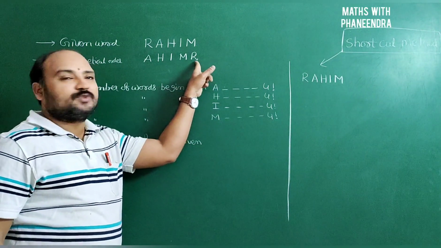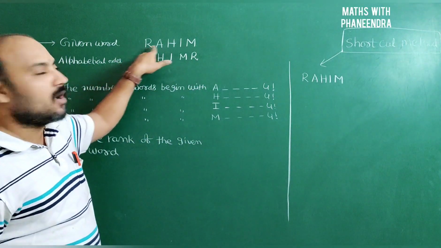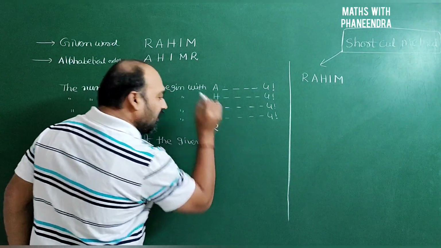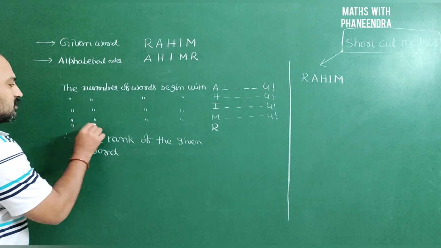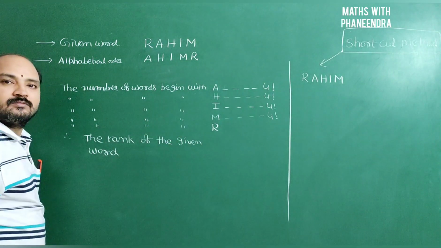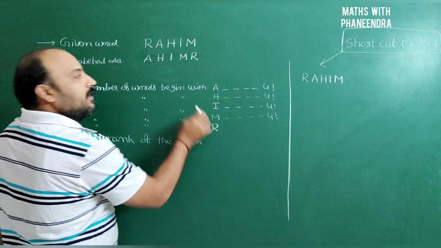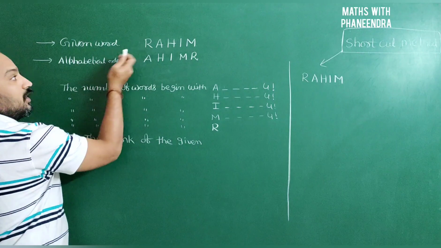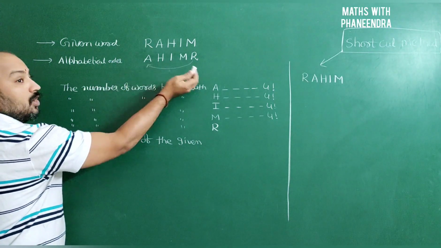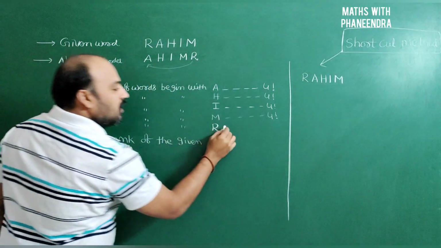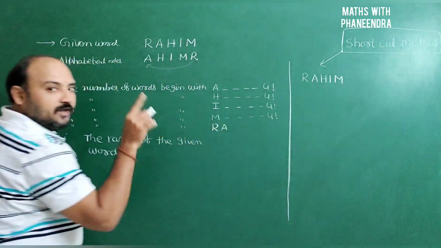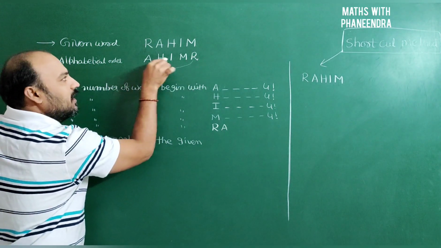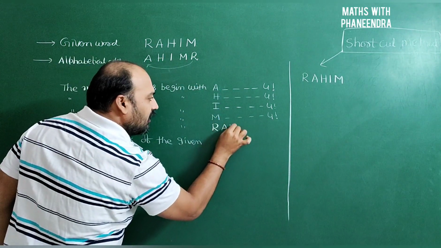Now, the number of words which begin with R. Rahim also begins with R only, no? So that is the reason you can fix R here. The number of words which begin with R. So R we are fixing. Next, again we can come forward. So RA, the number of words beginning with RA. RA you can fix. RA is also there in the given word. Next, what we have to do? RAH. The number of words which begin with RAH.